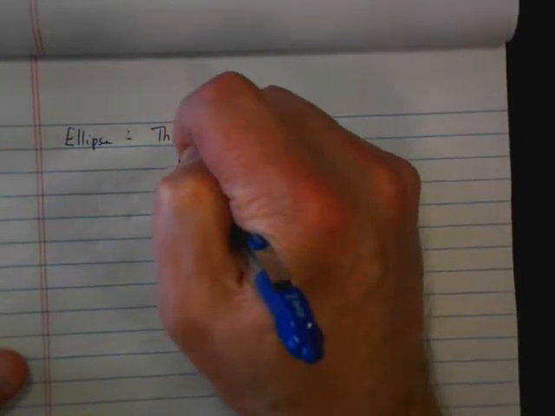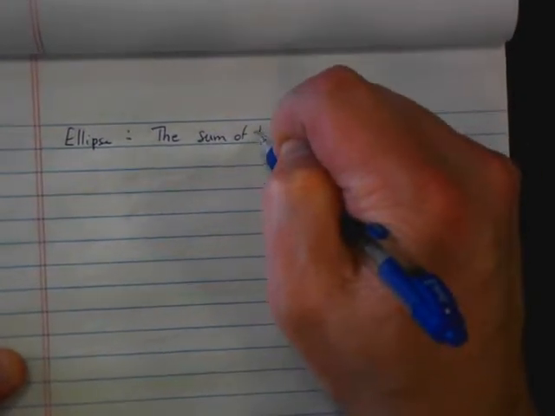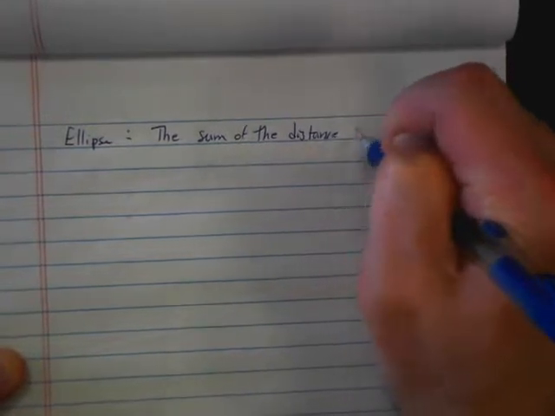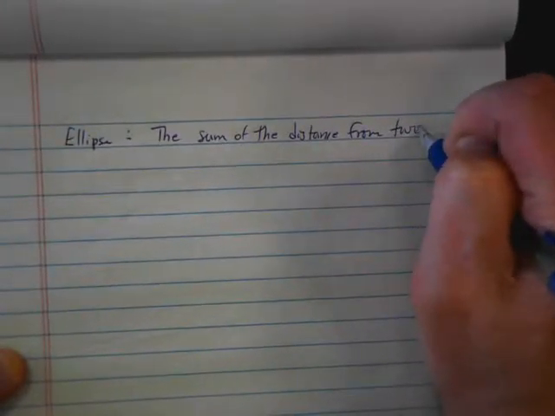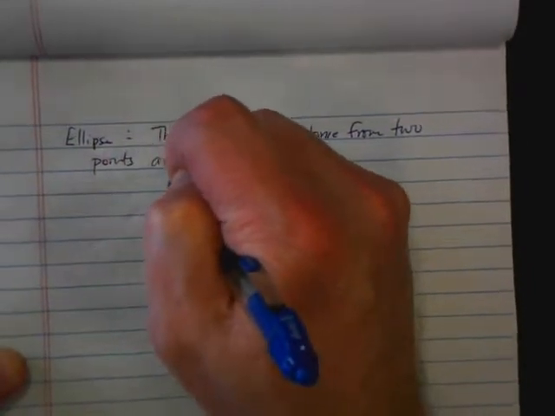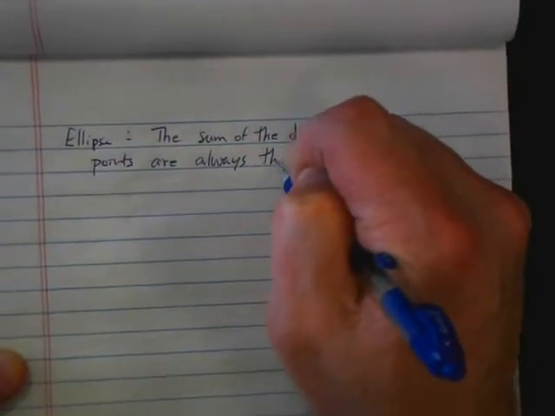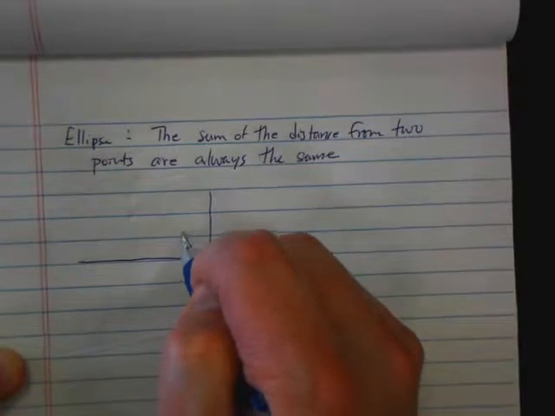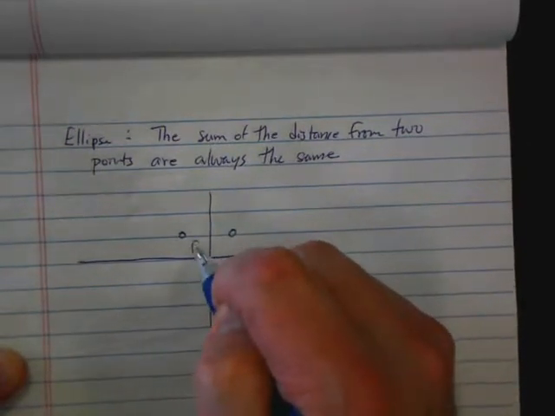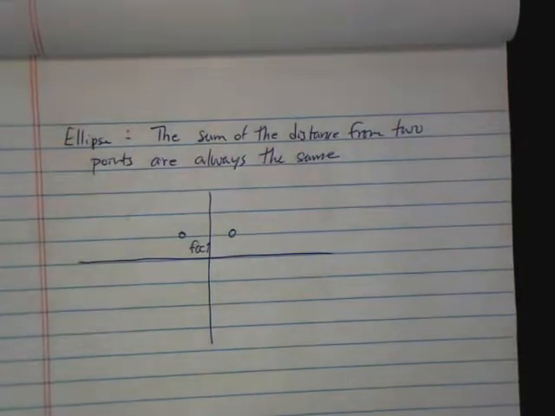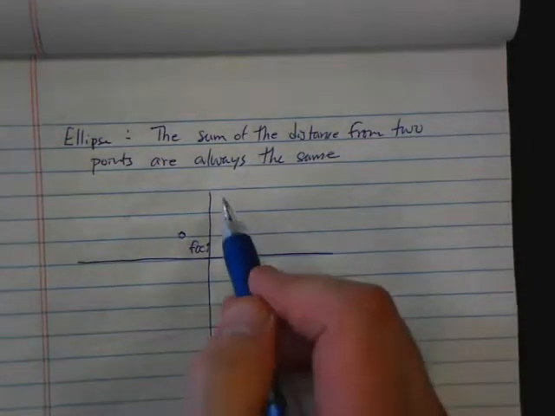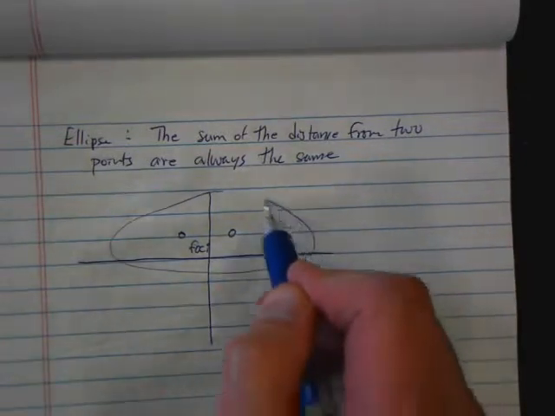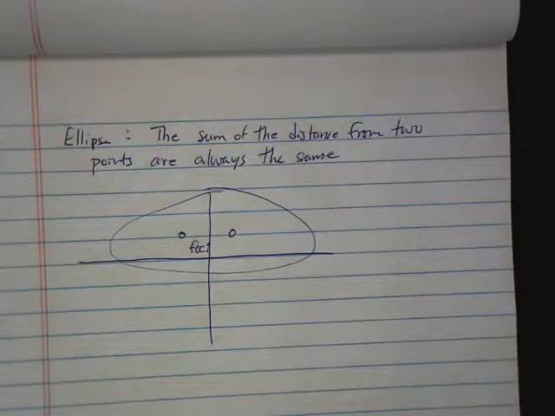So an ellipse is the sum of the distances from 2 points that are always the same. And those 2 points are called the foci. The plural of focus is foci, not focuses. And so an ellipse would look something like that. That's terrible. But you know what an ellipse looks like.